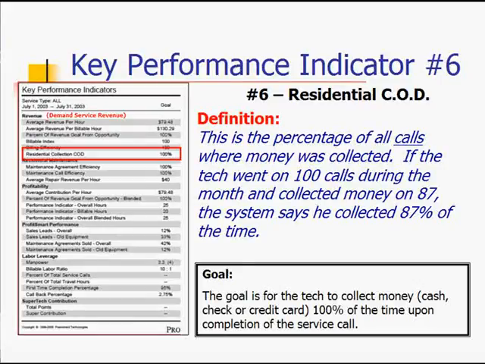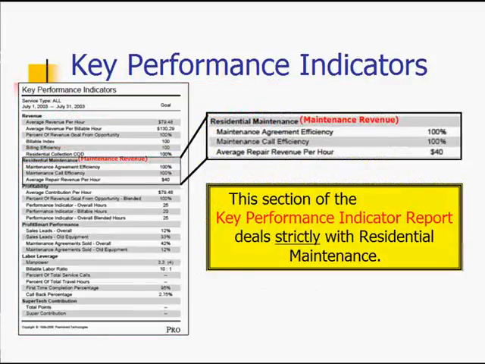Now the first section we just looked at, which was called revenue, dealt specifically with demand service. The next section, as you see on your screen, is called residential maintenance. And this deals strictly with residential maintenance income.